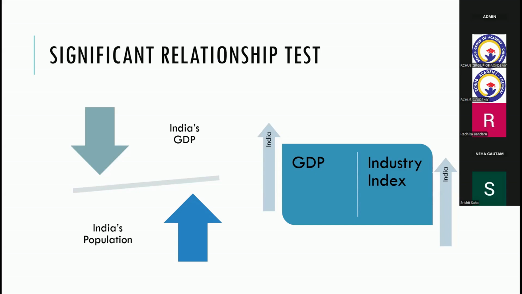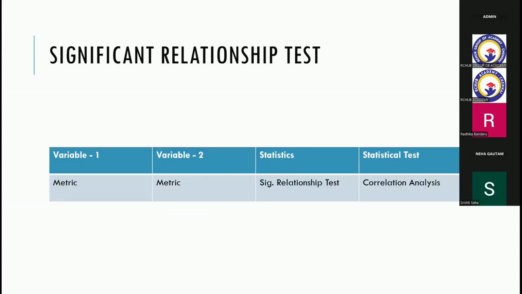Just like in real life situations. When the population increases, India's GDP decreases. As the industry index increases, the GDP increases. There could be a positive relationship: when the industry index increases, the GDP increases. When India's population increases, India's GDP decreases, a negative relationship. So when both the data are metric, at that point of time, you can perform a significant relationship test using correlation analysis.